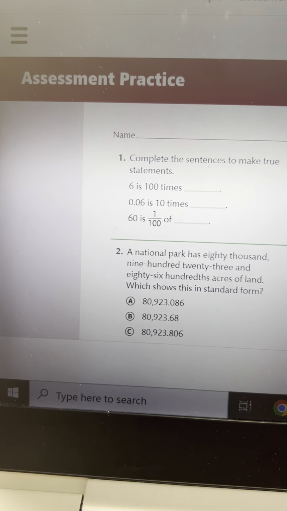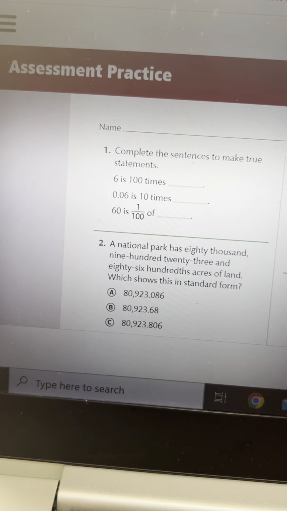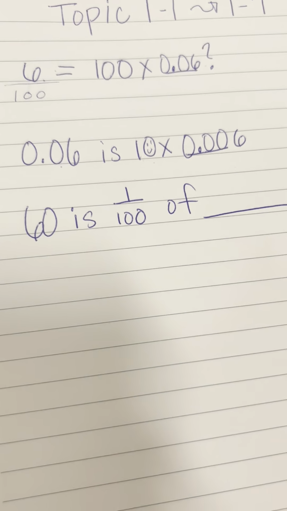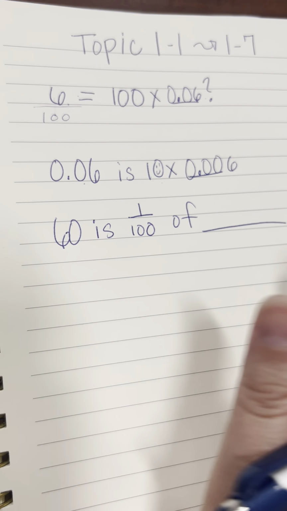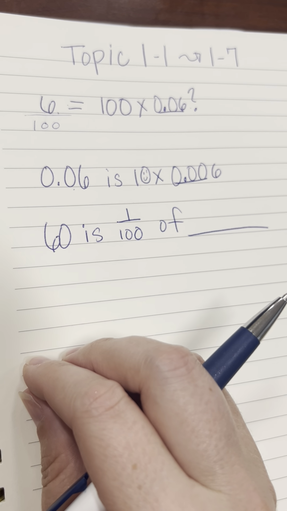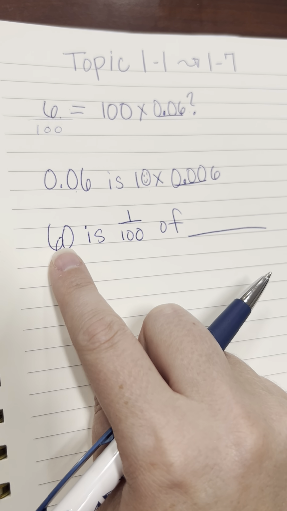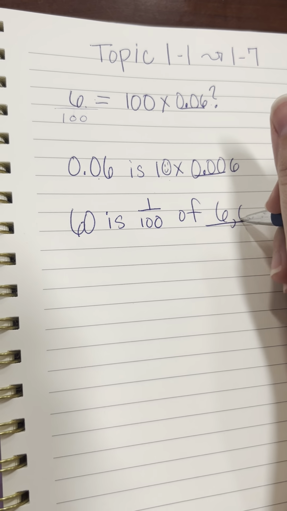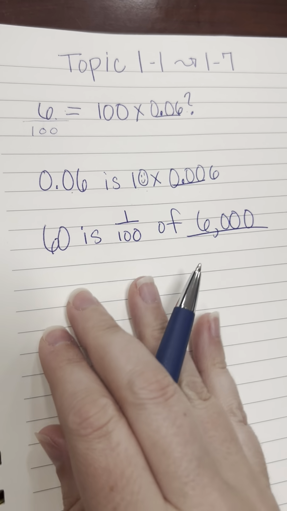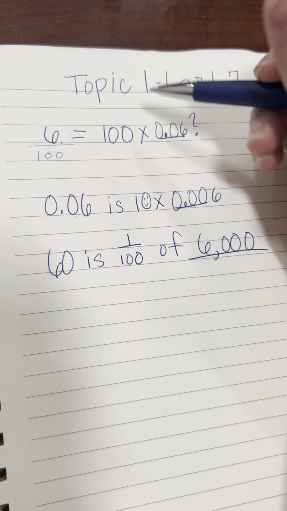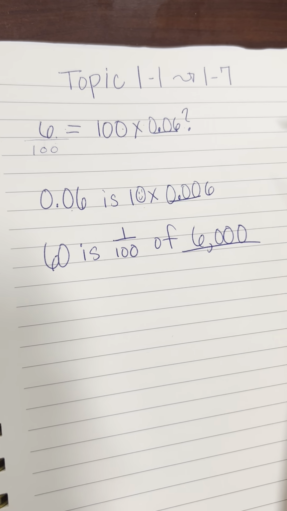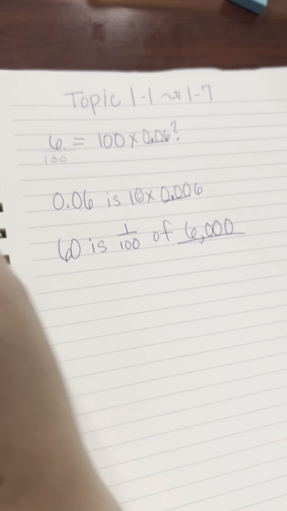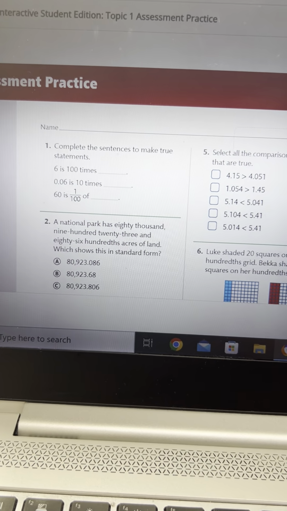60 is 1/100th of what number? Okay, that means that 60 is 100 times less than what other number? So if I multiplied 60 times 100, I will get that number, which equals 6,000. Okay, on the test, I'll probably give you hints like if I multiplied 100 times what, I get this, or I'll try to help you with this part because sometimes they ask it a little bit confusing. Okay, all right, we're moving on to number 2.